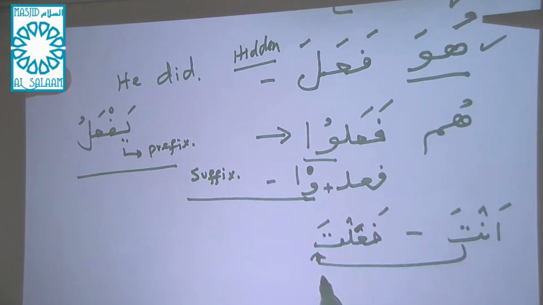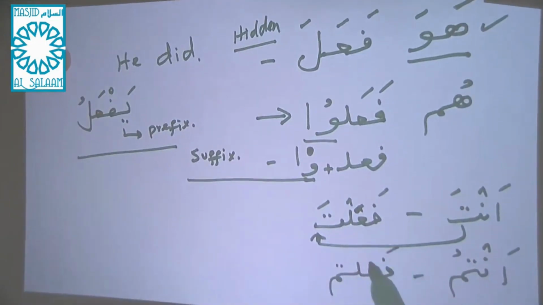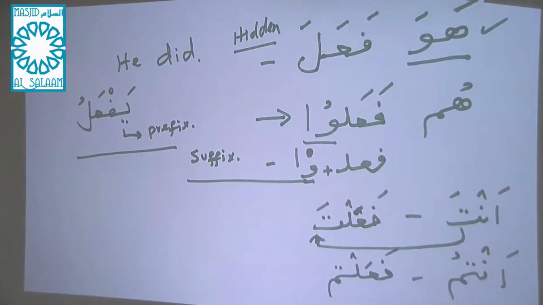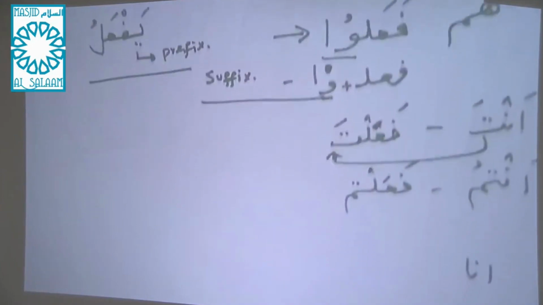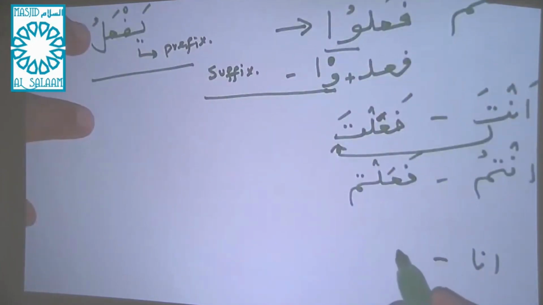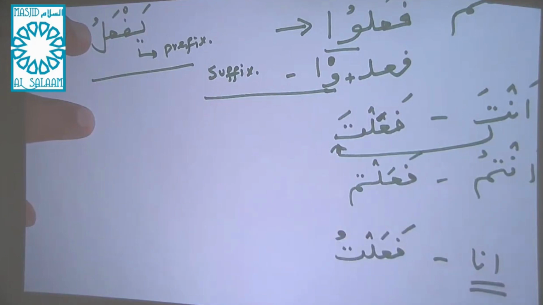Got it? Okay. Then there was antum. From the antum, they took just the tum part. Yes, in Urdu also there is tum. You're right. But it's fa'altum. And then what is the next one? Ana. From the ana, they said fa'altu. So this is where the ana is inside this. The zamir is here, ana.